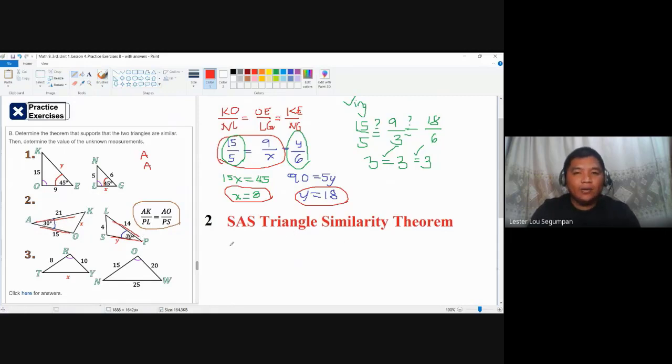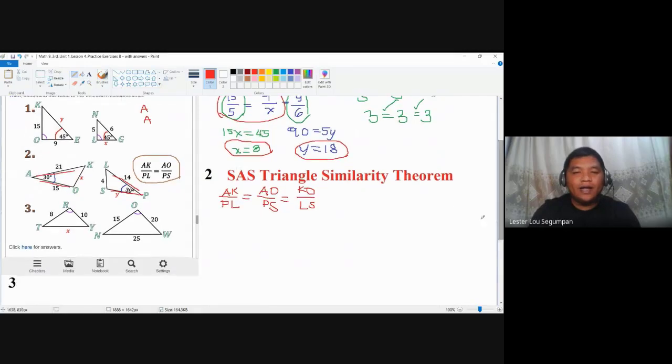And with that, our proportionality statement could be AK over PL, as given here, is equal to AO over PS, which is equal to the remaining side, KO over LS. Substituting all the values, let's try. AK was 21, PL was 14, is equal to AO was 15, PS was Y, and then KO is X, and then you have 4.